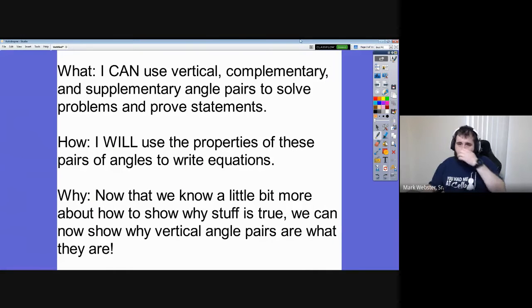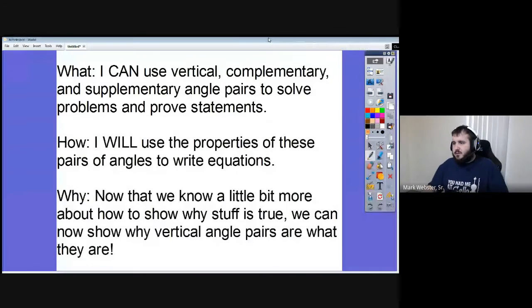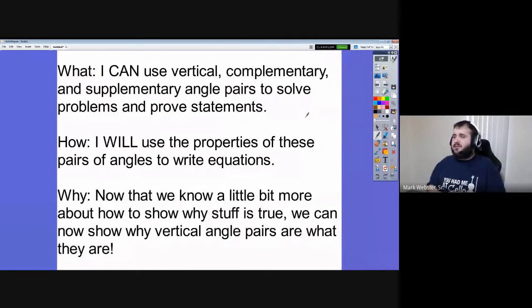So what are we going to be doing today? We're going to be talking more about vertical angles and complementary angles and supplementary angles, and using those pairs to not only solve problems like what we just did in the bell ringer, but also to prove things. We're going to be doing a little bit more in the way of proofs today, just showing some tools that we can use later on.